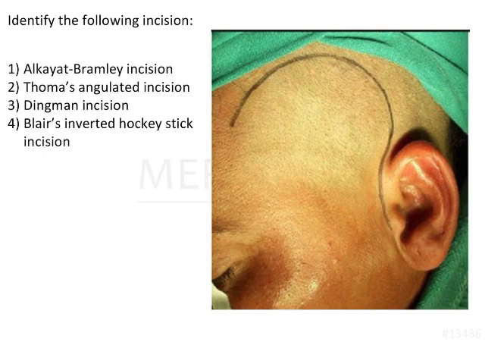This question is a very straightforward question. You can see over here that this is the ear, and there is a question mark like incision that has been drawn in order to mark the area of the incision that we are planning on giving in order to probably gain access to the condylar region. So the answer over here is the Alkayat and Bramley incision.